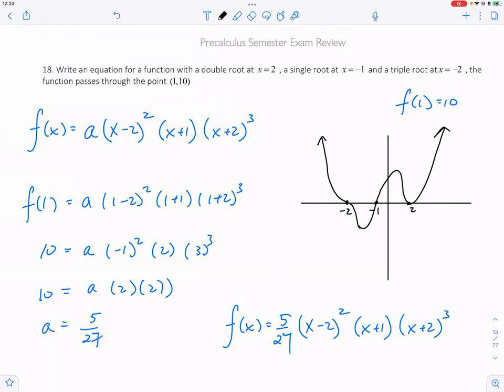And it's an even powered function. It starts high and ends high. So that gives you a pretty good confidence that you are on the right track. This should be a correct equation. If it's not the correct equation, well, you would not have f of 1 equal to 10. You would not have a point at (1, 10), okay?